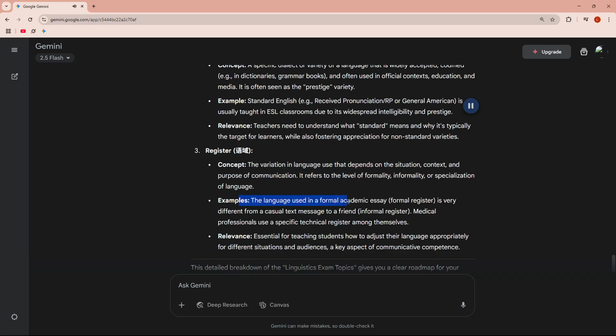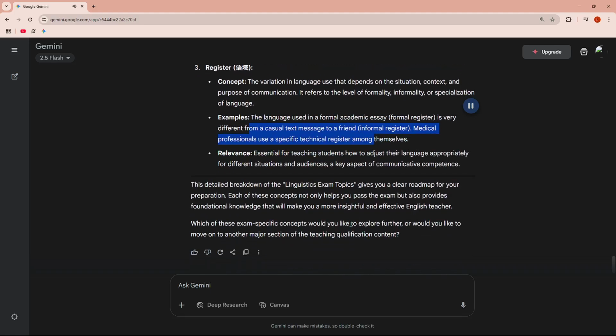Examples. The language used in a formal academic essay, formal register, is very different from a casual text message to a friend, informal register. Medical professionals use a specific technical register among themselves. Relevance. Essential for teaching students how to adjust their language appropriately for different situations and audiences, a key aspect of communicative competence.